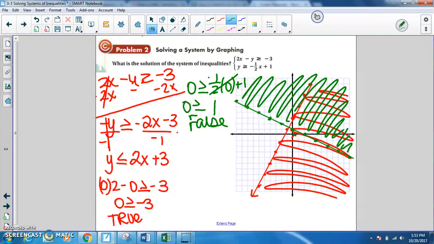Now, my solution to this system is where the green and the red overlap. So the green and the red overlap in this blue section. That would be my solution set, and any point in that region would be considered a solution to this system of inequalities.